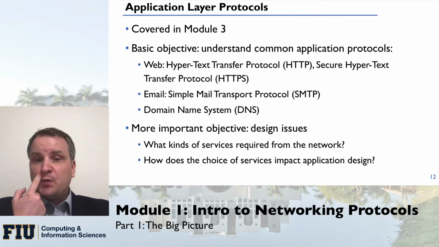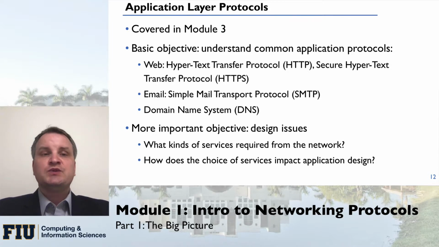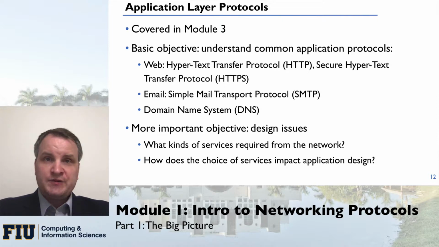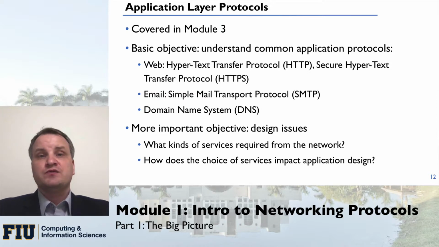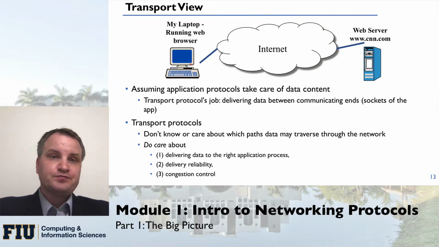Another important part that we're going to cover in module 3 is the objective of the application layer protocol, because different applications have different requirements. They have different requirements from the network or from the transport layer protocol. And depending on those requirements, we need to pick different protocols. So we'll try to think of what kind of design issues exist and how those design decisions can impact the application design.